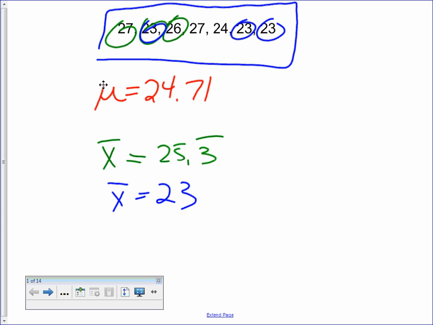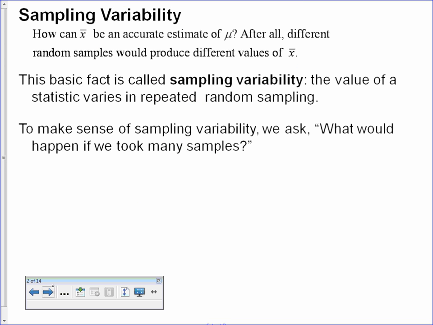And so this whole question is asking how accurate an estimate X bar can be of mu. After all, if we did different random samples, we get different values of X bar. And this basic fact is called sampling variability. The value of a statistic varies in repeated sampling, right?